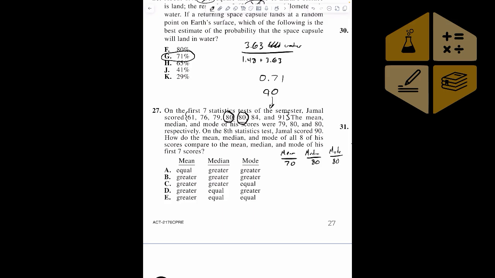So if I look at the answer choices down here, there's only 2 answer choices that have the mode being equal, and that's C and E. So I'm going to eliminate A, B, and, whoops, not E. I just said we're not going to eliminate E, and D, okay? Because those 3 have greater as the mode, but that's not true. So it's going to be C or it's going to be E.